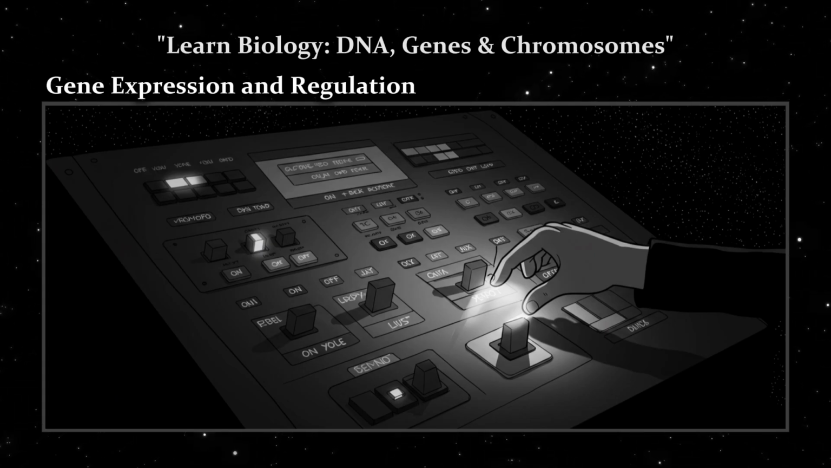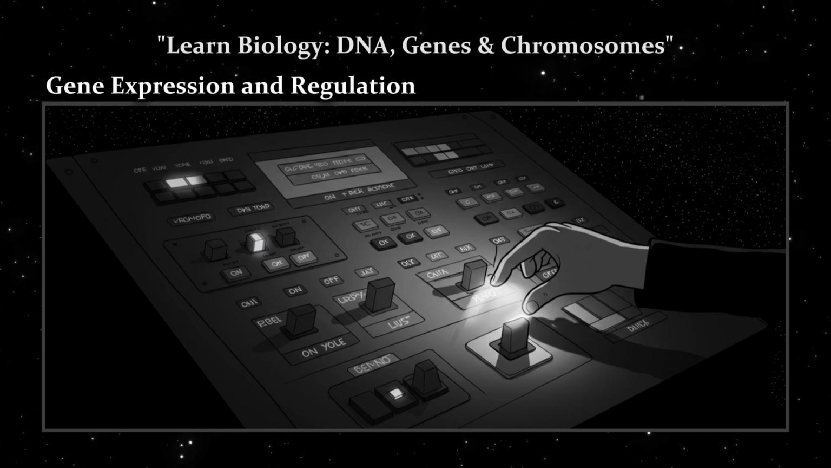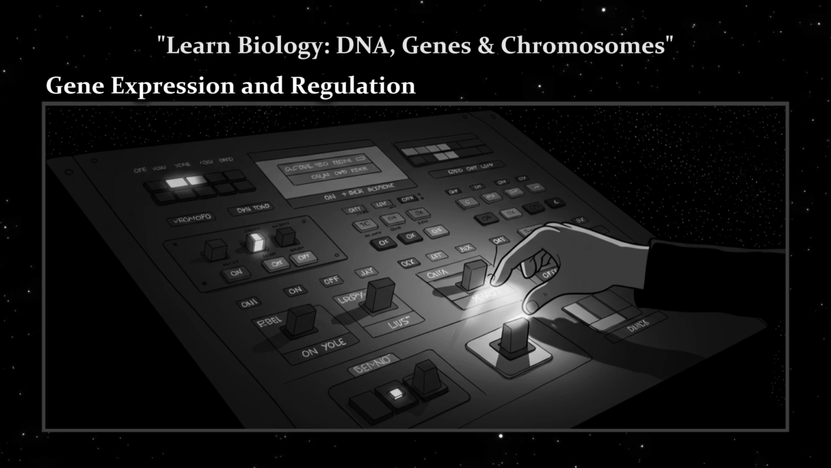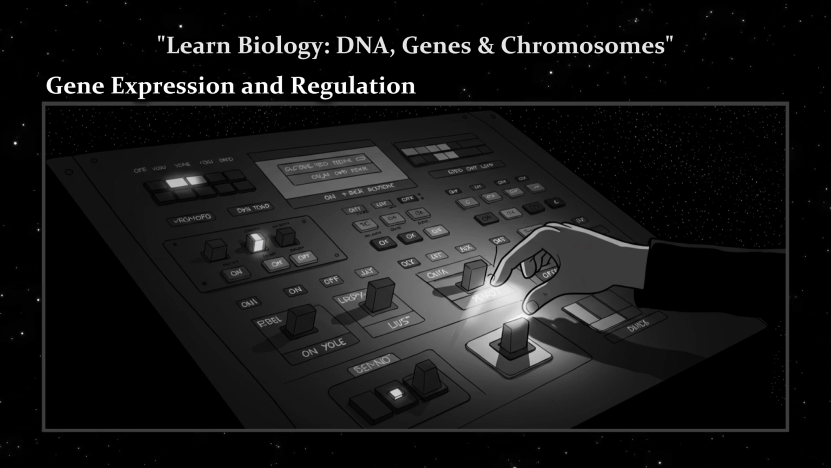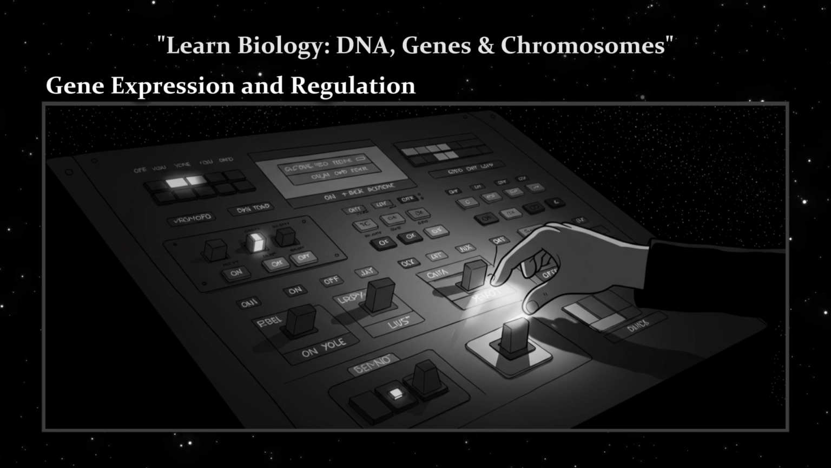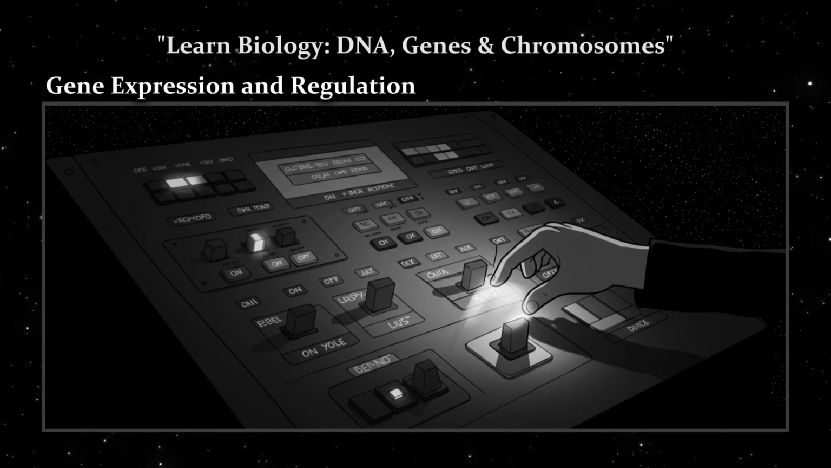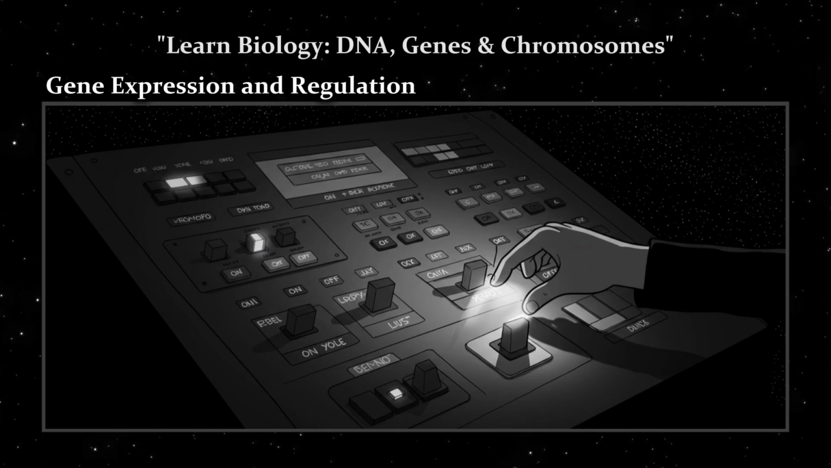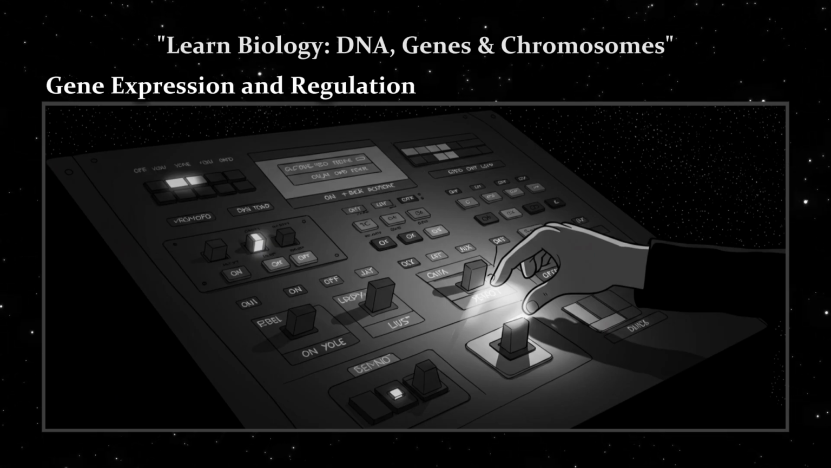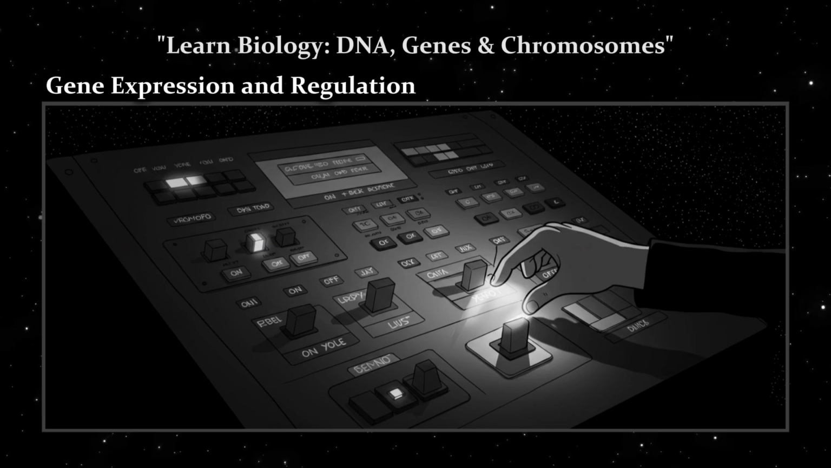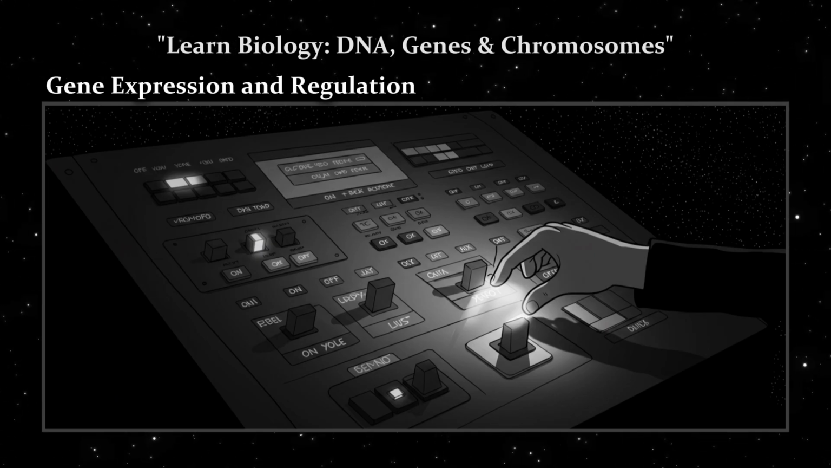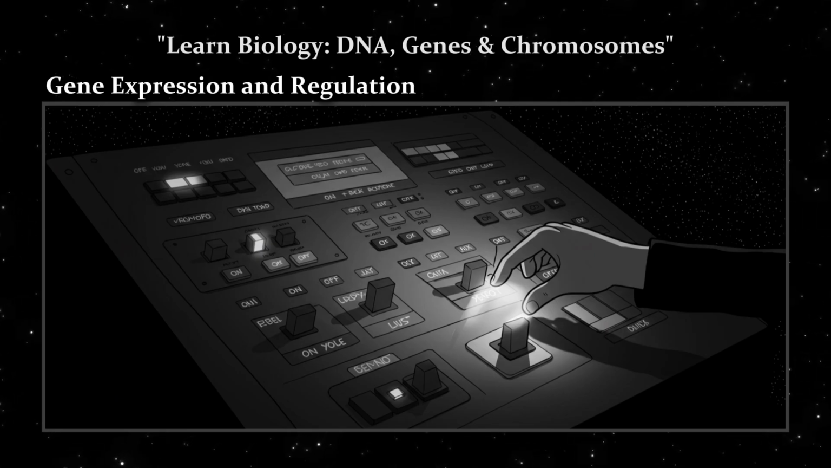The classic example is the lac operon in the bacterium E. coli. An operon is a set of genes that are all controlled by one switch. The lac operon contains the genes for enzymes that digest lactose, or milk sugar. When there is no lactose present, the bacterium does not want to waste energy making these enzymes. So, a repressor protein is active. It binds to the lac operon's operator and physically blocks transcription.